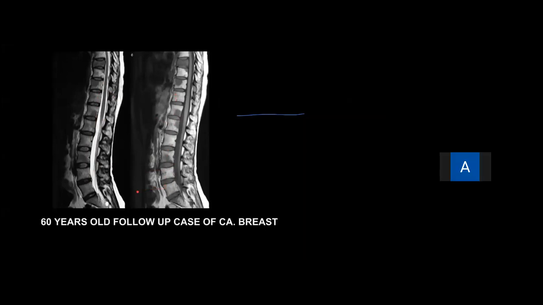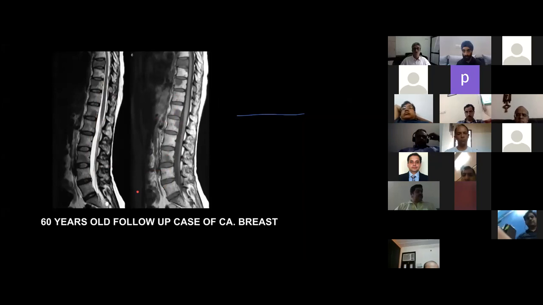This is a 60-year-old patient, a follow-up case of CA breast. And we can see focal areas of marrow replacement on T1 WI. A case of metastasis. This image I have kept in order to show the importance of T1 WI, which is very sensitive for any metastasis. And we can also see a mild vertebral collapse of one of the vertebrae.